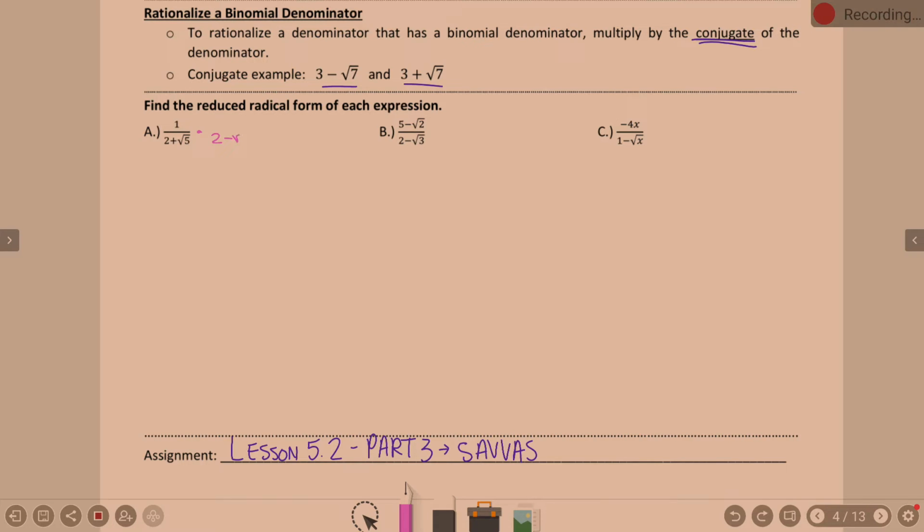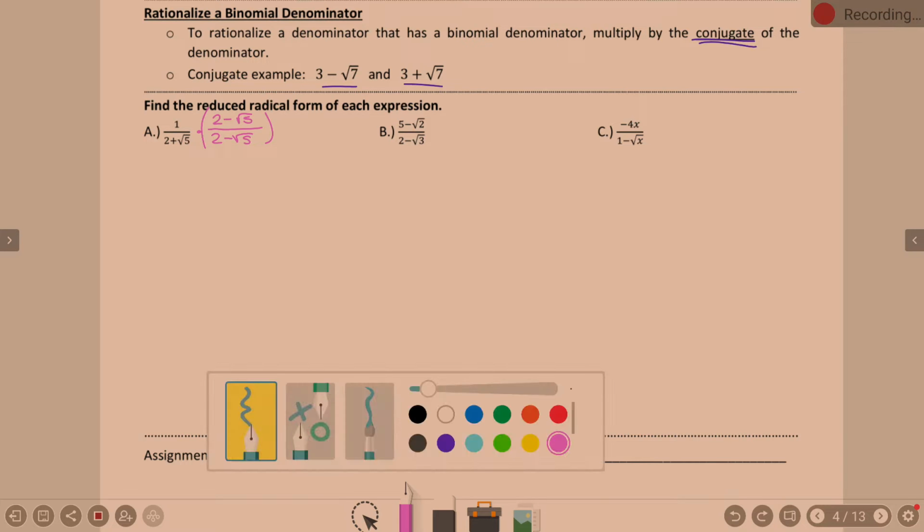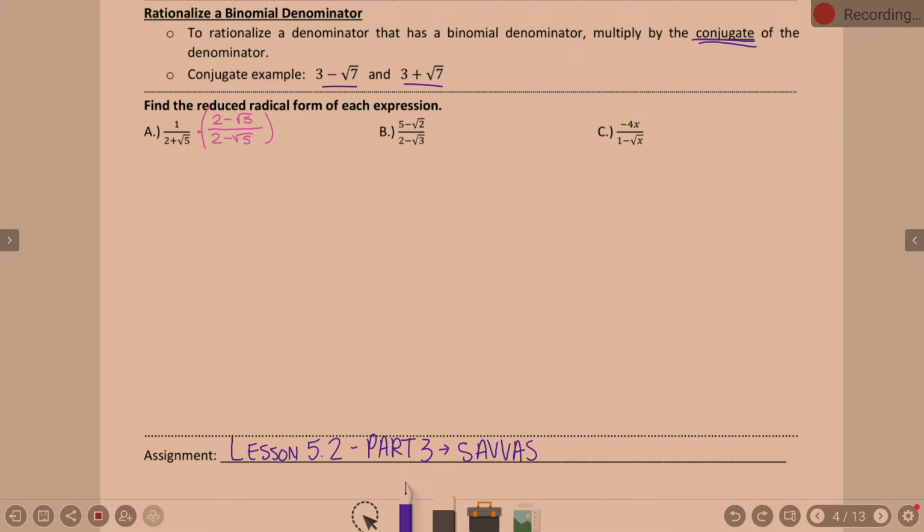Now, you guys know, if I multiply the denominator by 2 minus the square root of 5, you have to multiply the numerator by 2 minus square root of 5. So we're multiplying the entire fraction by 2 minus square root of 5. In the numerator, what is 1 times 2 minus the square root of 5? 2 minus square root of 5. All right, when you multiply by 1, it's just going to stay the same. You could think about distributing the 1 if you want.